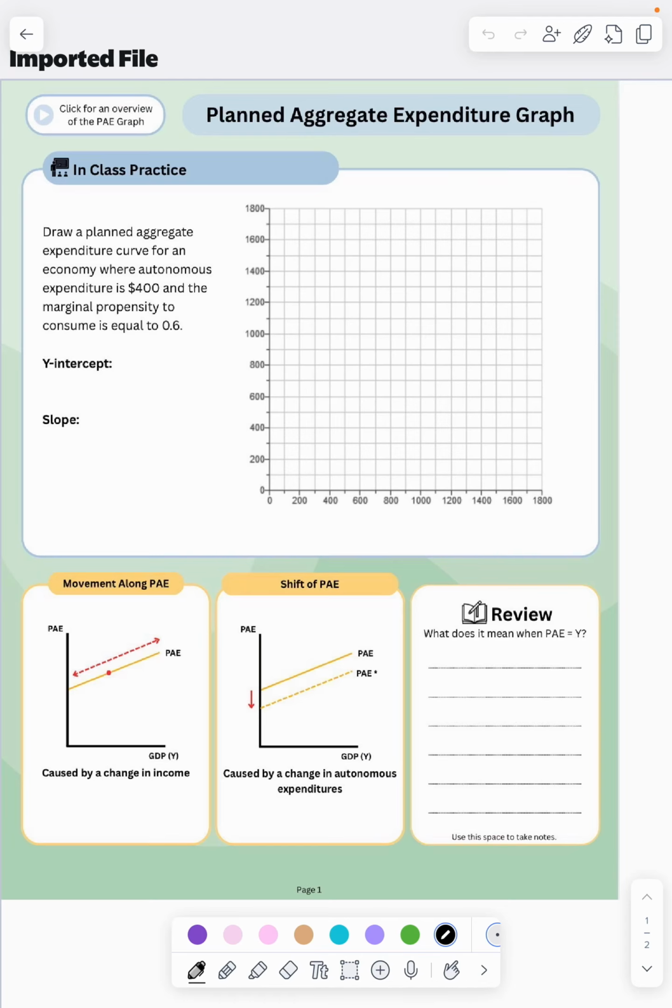Hello, my name is Carson Gaddis, and today we're going to be talking about planned aggregate expenditure, and I'm going to show you how to graph it.